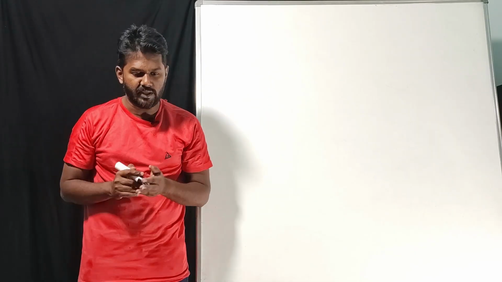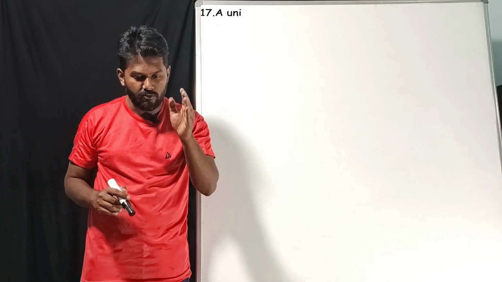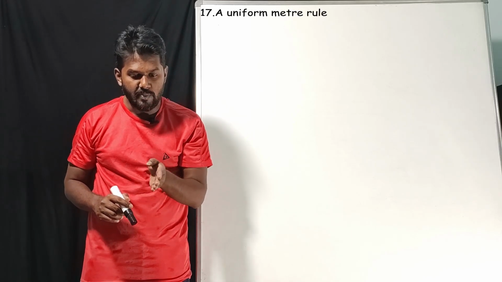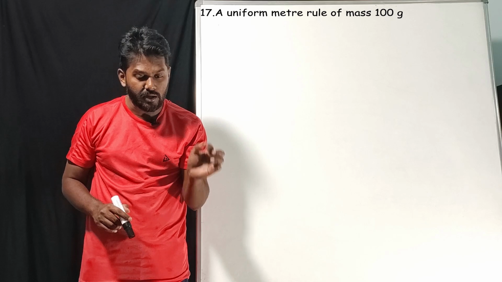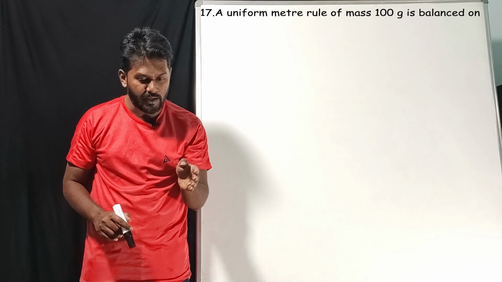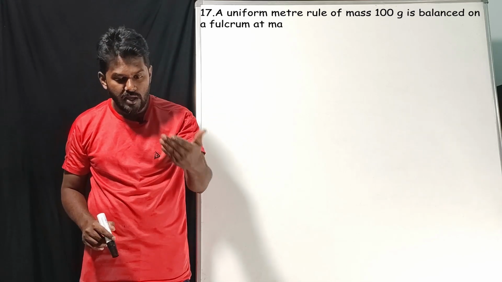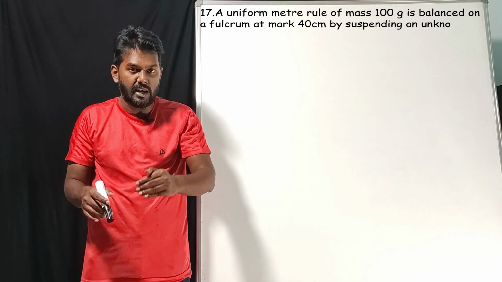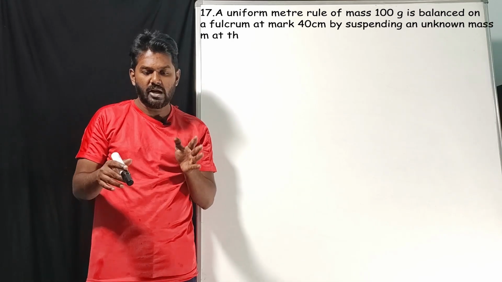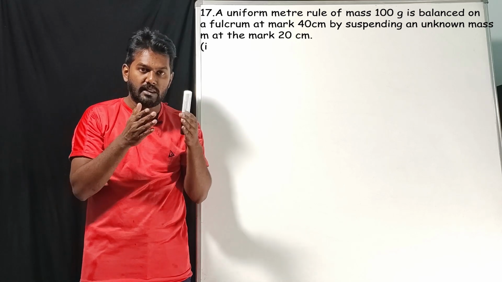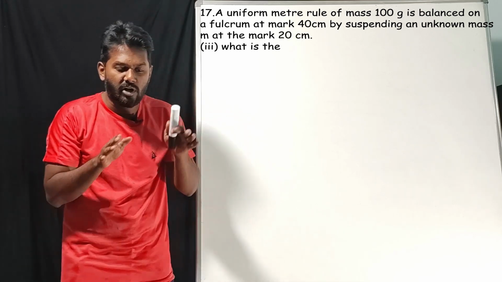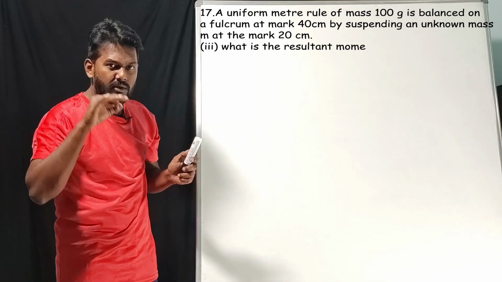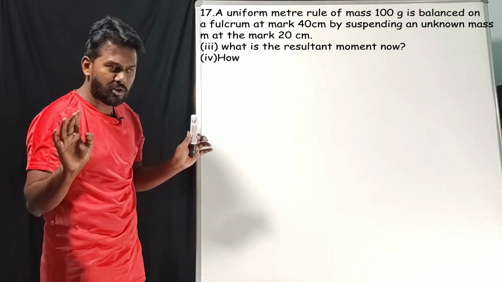Question number 17. A uniform meter rule of mass 100 gram is balanced on a fulcrum at mark 40 centimeter by suspending an unknown mass at the mark 20 centimeter. Here also this is related to the previous question. Here also we have only one load and the weight of the scale is given. First we will draw the diagram.